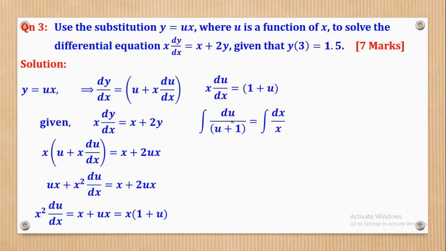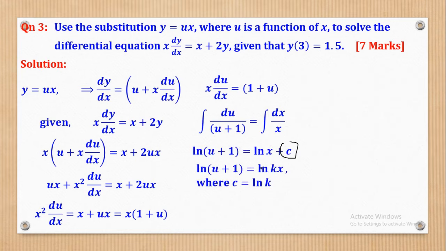Now when I integrate this, I'll come up with this, and this I'll come up with this plus the constant of integration. So I can either use it in this format, or you can say that let this constant of integration be equal to ln k. Therefore we'll come up with this, let this c be equal to ln k. Therefore this side will now become ln kx, because it will be ln x plus ln k, which will be ln kx.